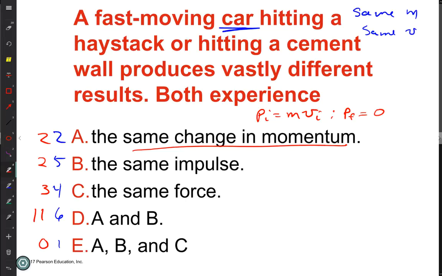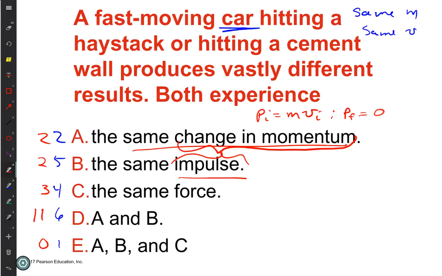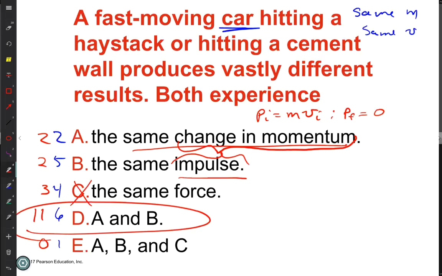But then we have the definition that change in momentum means the same thing as impulse. And so since these words mean exactly the same thing, if one's true, the other has to be true. Now, what's going to be the comparison of the forces? The cement walls exert more force against the object than the haystack. Right. The cement wall is going to exert more force. That's why it stops it more quickly. So it couldn't have been that one. And so that left us with this. Yes, Tiffany?